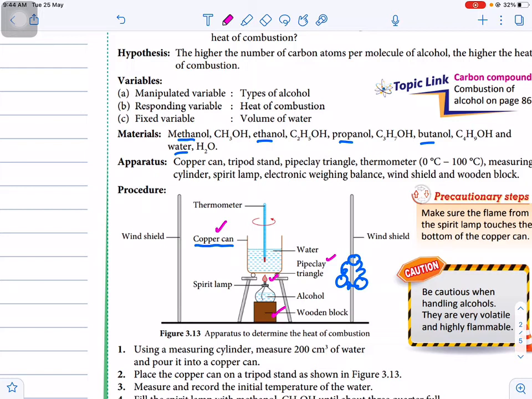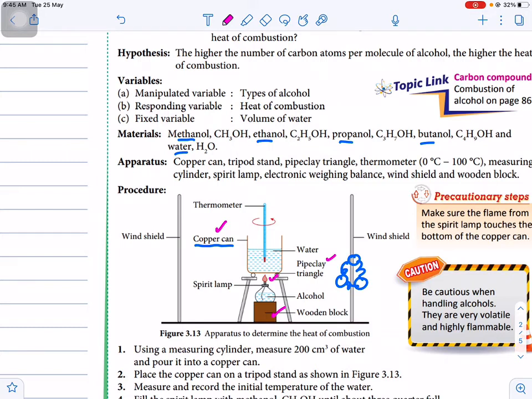Kalau you letak wire gauze akan menjadi penghalang di antara the flame dan juga the copper can. Bila dia menjadi penghalang, so dia akan absorb heat. So kita dah membazir heat kita dekat situ. That's why we cannot use the wire gauze. So we use the pipe clay triangle, so the flame directly touches the bottom part of the copper can. And why do we use the copper can? So as you know, the copper itself is a very good heat conductor.